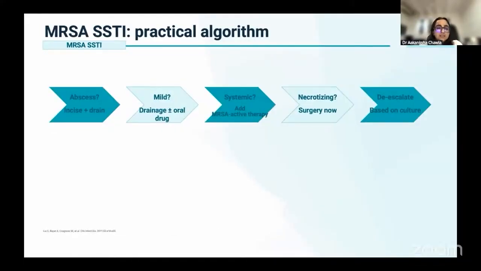Then there is skin and soft tissue infection with methicillin-resistant Staph aureus. A practical algorithm to approach it would be: if there is an abscess, you do incision and drainage. If it is mild, add an oral drug. If it's a systemic infection, add MRSA cover. For a necrotizing infection, you have to operate on the patient. And then once you've achieved adequate control, de-escalate once the patient is showing response and you've got your cultures as well.